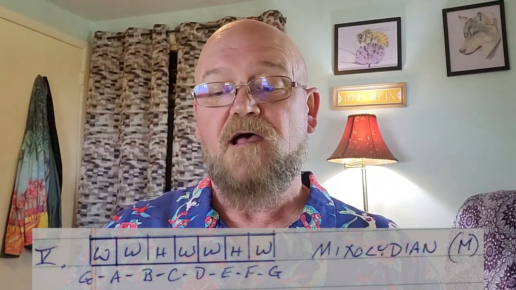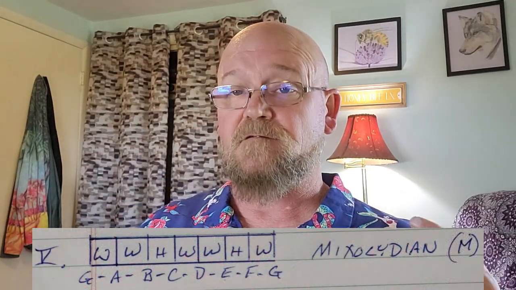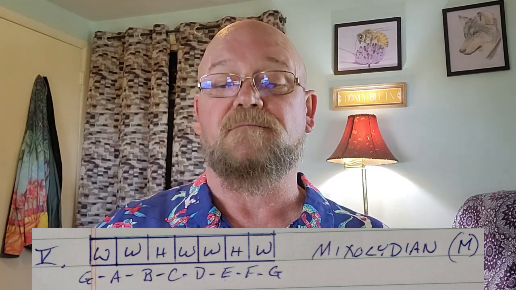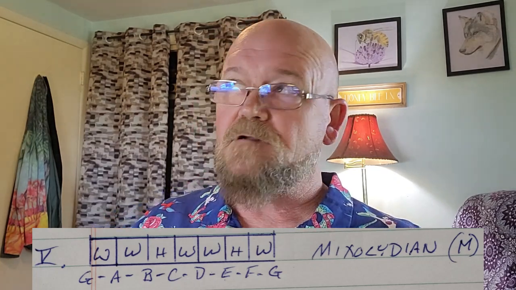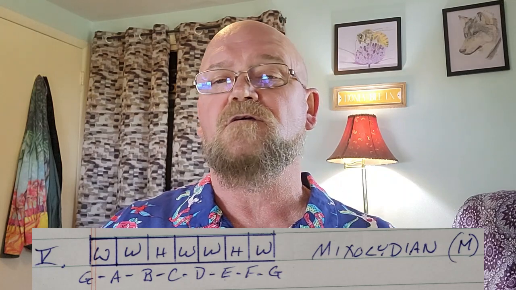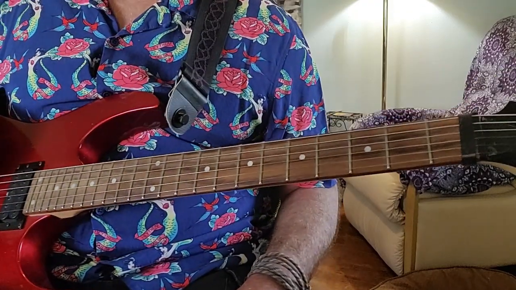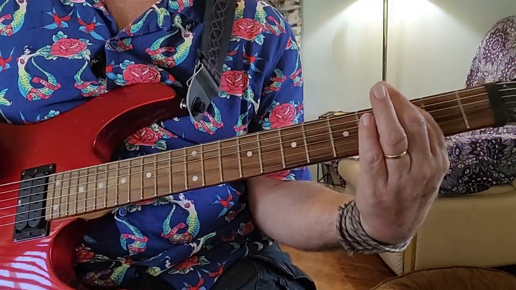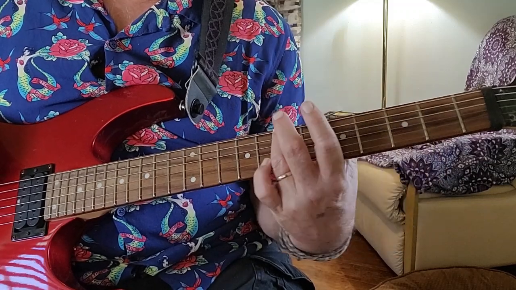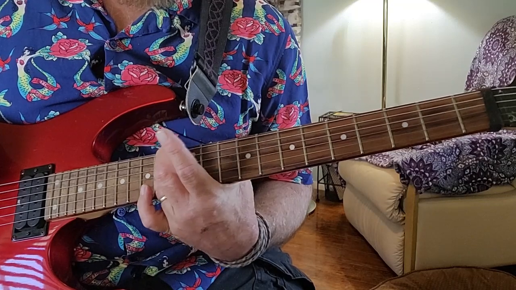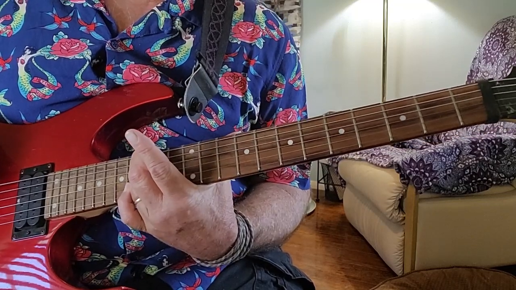Now, we move a block one more time, and you have the 5th mode of the major scale, known as Mixolydian. Kind of like Lydian's little brother, only a little more mischievous. Mixolydian, we pick up at the G where we left off. G, A, B, C, D, E, F, back to G.